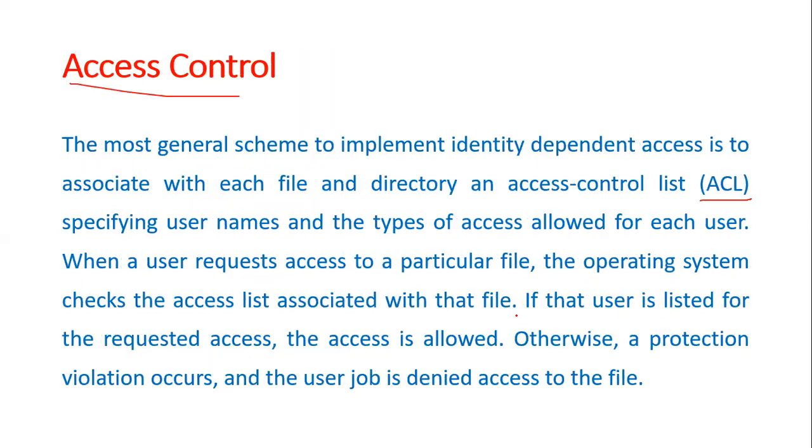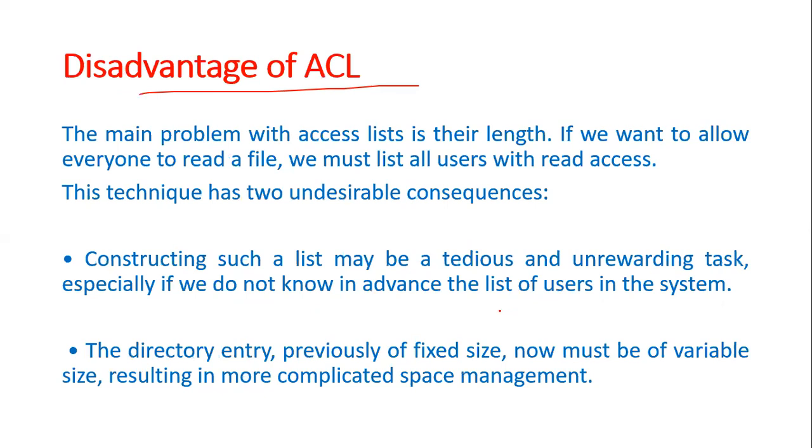The access control list has some disadvantages. The main problem with access lists is their length. If we want to allow everyone to read a file, we must list all users with read access. This technique has two undesirable consequences. The first is that constructing such a list may be a tedious and unrewarding task, especially if we do not know in advance the list of users in the system. The second is that the directory entry, previously of fixed size, must now be of variable size, resulting in more complicated space management.